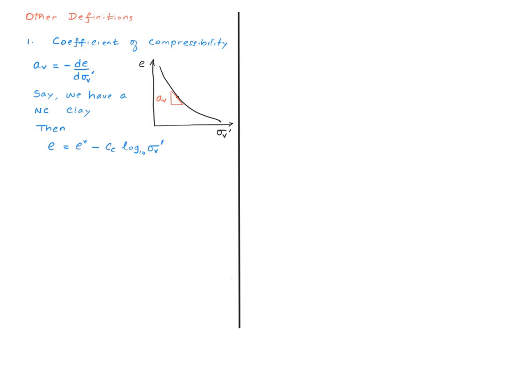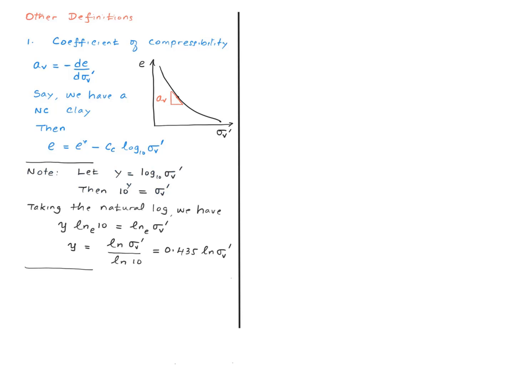Say we have a normally consolidated clay. Then we know there's a relationship between void ratio and the effective vertical stress given by this equation right here, right? And therefore, we should be able to relate the coefficient of compressibility to the compression index C sub C. You won't be able to take a derivative of this directly. You have to express this in natural log. So I have a little side note here that tells you how you could do that. So the derivative of e with respect to sigma v prime works out to be this, and therefore the coefficient of compressibility a sub v is given by this equation right here.